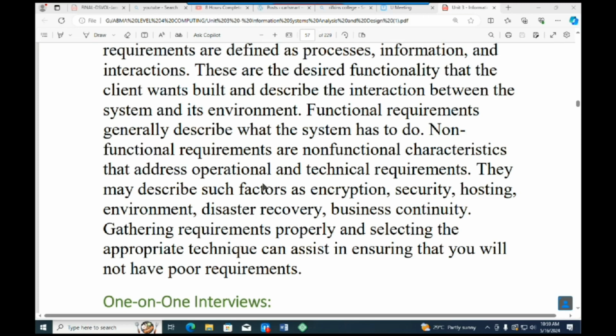So the factors such as encryption, security, hosting, the environment, disaster recovery, and the continuity of the business, all these factors fall under the non-functional. All the requirements that address these factors fall under the non-functional requirements of the project.